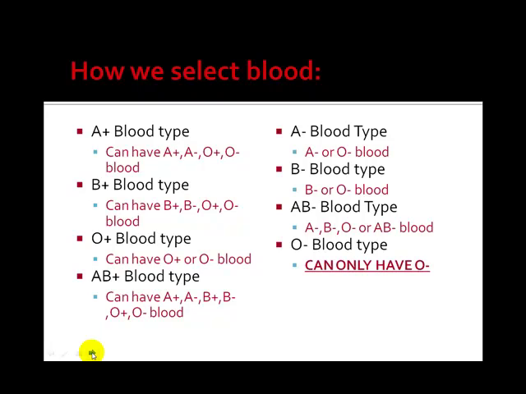A positive blood type can only have transfused to them A positive, A negative, or O positive or O negative blood, as O has no antibodies. Type B can have B positive, B negative, O positive or O negative blood, and O positive can only have type O positive or negative blood. AB can have anything because they have no antibodies.